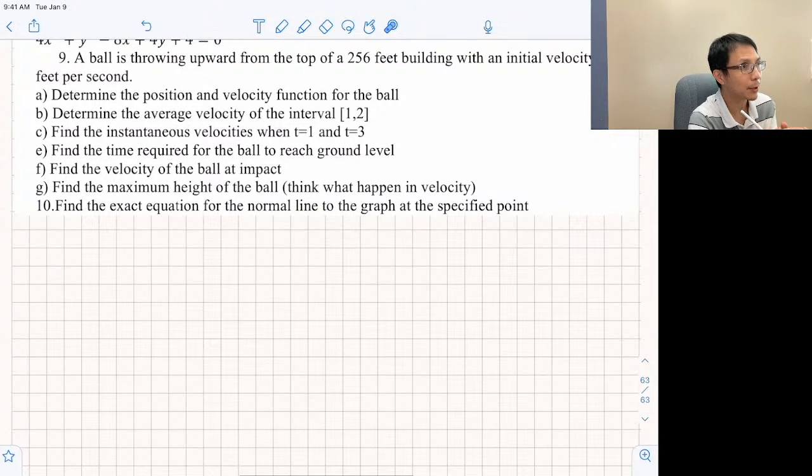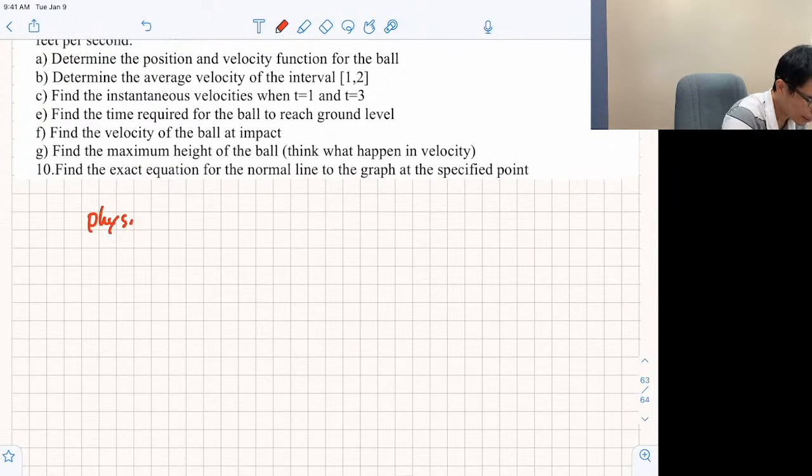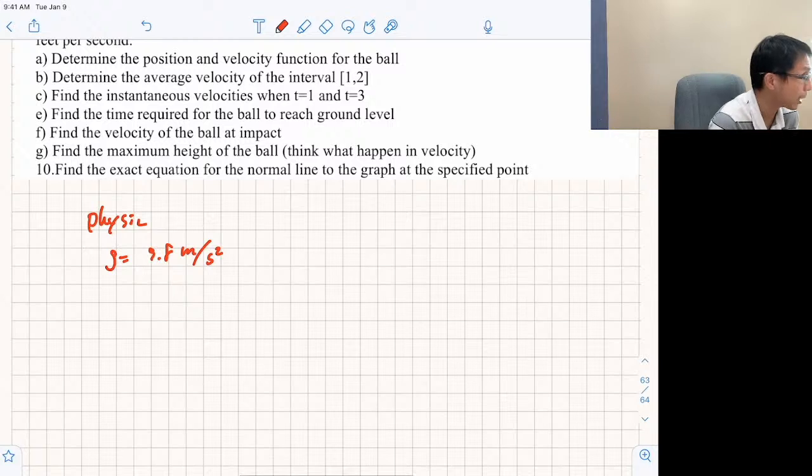So do you guys know certain things? For example, do you know what's the gravitational constant? Negative what? 9.8. Okay, we're going to use 9.8. So in terms of physics, you're going to have gravitational acceleration of 9.8 meters per second squared, and you have to pay attention and understand the units because units matter. So the gravity is going to be negative 9.8 meters per second squared.